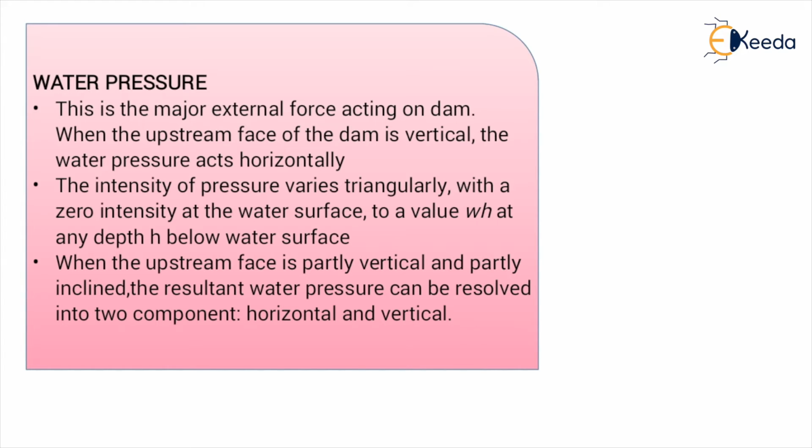The intensity of pressure varies triangularly, with zero intensity at the water surface, since the pressure there is atmospheric, to a value of w, small w. Unit weight is denoted by gamma as well as by small w. So gamma h at any depth h below the water surface. When the upstream face is partly vertical and partly inclined, as we saw in the image and diagram, the resultant water pressure can be resolved into two components, one horizontal and one vertical.